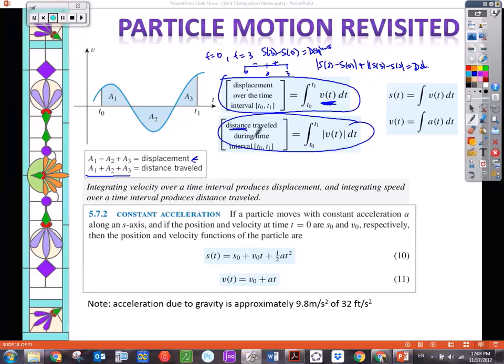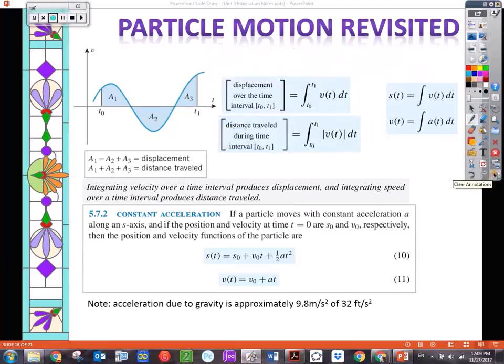So those are two really important concepts for us to absorb and really think about. So this is it in words. Integrating velocity over time produces displacement. Integrating speed over time produces distance traveled. Okay. So these two formulas right here, those will certainly be on formula quizzes. Those are important formulas. We need to know how to find displacement using an integral. We need to know how to find distance using an integral. So those will be on formula quizzes.